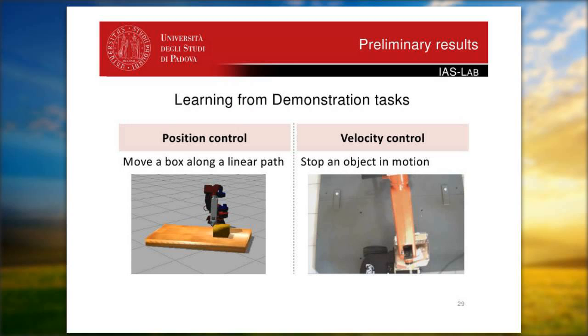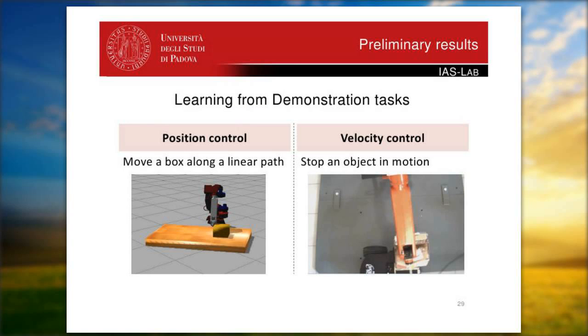But I can give another example. We used this system to create two tasks. We use learning from demonstration to create these tasks. The first, you can see on the right, is a velocity control, and the other is a position control.